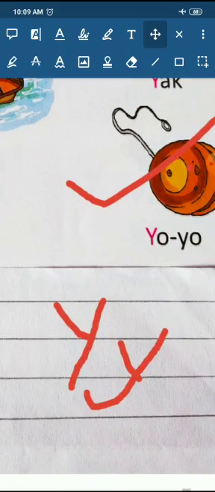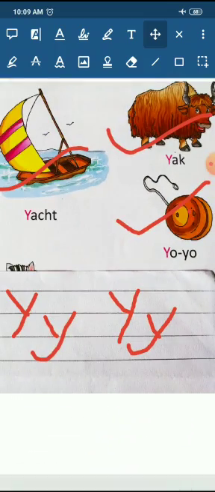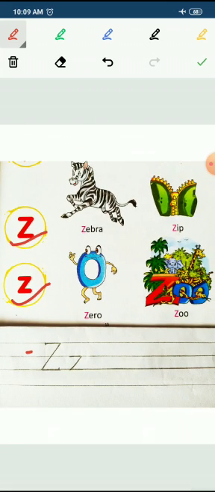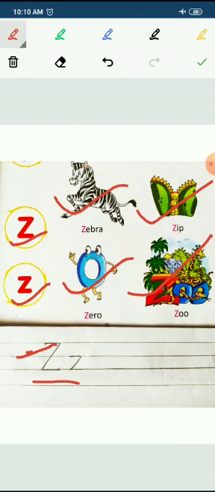Then next letter is Z. This is capital Z and this is small z. This is a picture of a zebra, this is zero, this is zip and this is a picture of a zoo. Many types of animals we can see in the zoo. So I write here both letters, capital Z and small z. Capital letter always comes in the upper three lines but small z comes in the middle two lines.